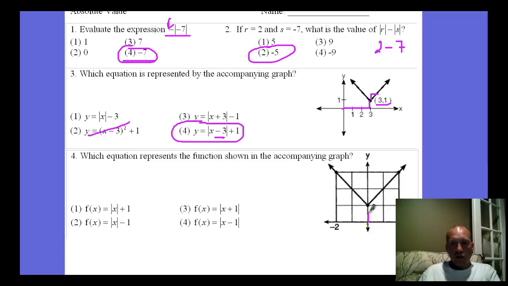So again, on 4, same kind of problem. We don't have an h value, or the h value is 0, but we move it up 1. So we don't apply anything to x. We apply it outside, and we go up, so it's positive 1. So there's the equation of that graph.